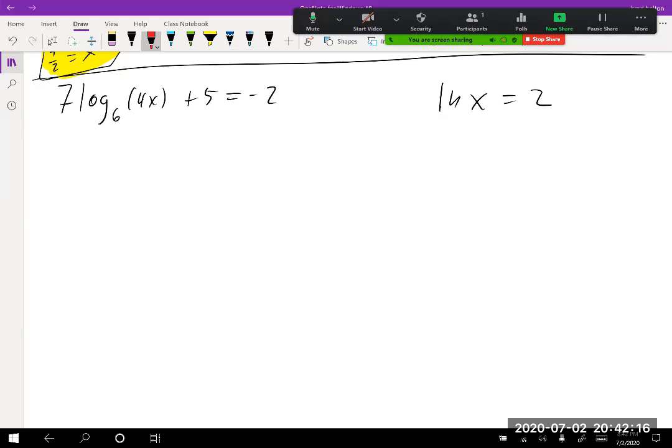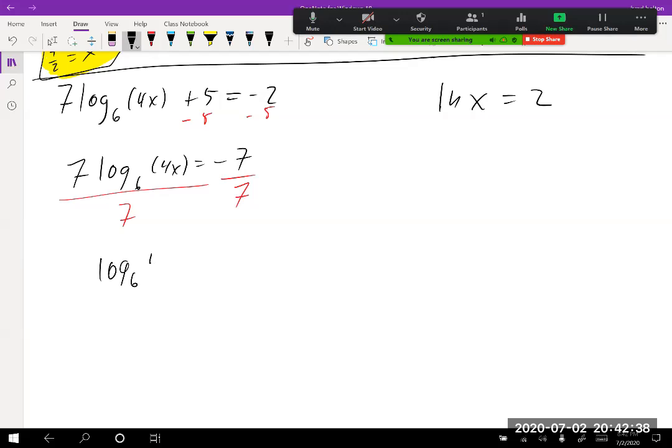7 log base 6 of 4x plus 5 equals negative 2. Let me subtract 5, subtract 5. So now we have 7 log base 6 of 4x equals negative 7. Divide by 7, divide by 7, divide by 7. So we have log base 6 of 4x equals negative 1.